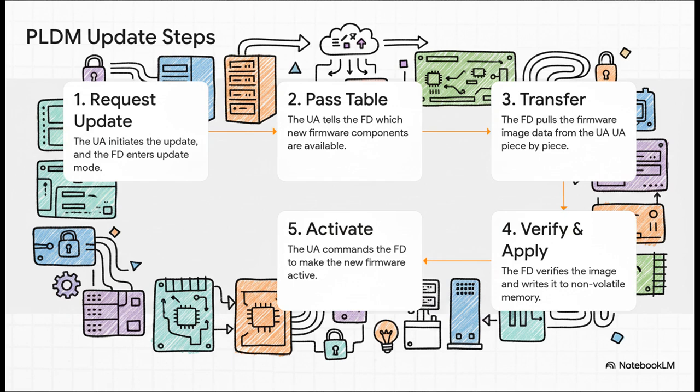The UA then shows it the table of contents. And here's the really important part. The firmware device itself pulls the data chunk by chunk. Once it has everything, it verifies it and applies it. Finally, the UA gives the command to activate the new code.